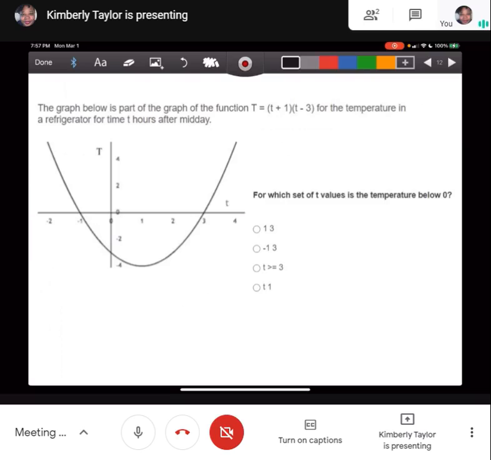So for this one here, it says the graph below is part of the graph of the function capital T is equal to lowercase t plus 1 times lowercase t minus 3 for the temperature in a refrigerator for time t hours after midday. So it says which set of lowercase t values is the temperature below 0. So below 0, we can pick.